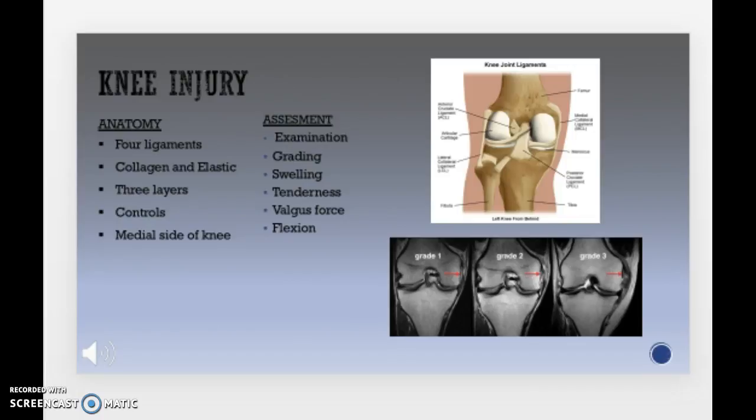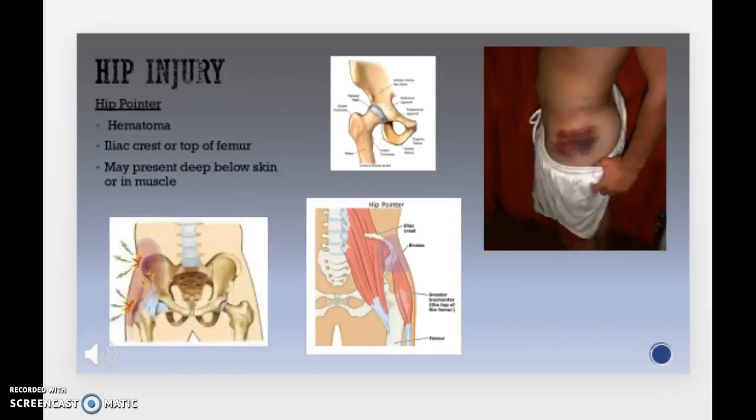Sometimes when assessing this, the PT or AT or whoever's assessing will apply gentle valgus force to see if there's any indication of pain, and usually the knee is in 30-degree flexion. So again, some key things to look for in the assessment would be: is it swollen? Is it tender? But overall, MRI is really the best way to visualize what's happening internally with this injury.